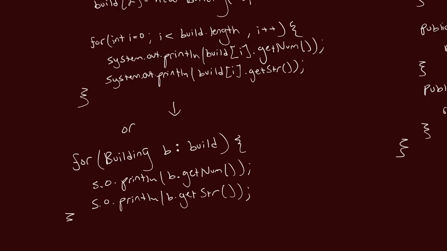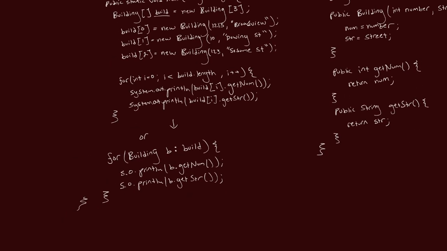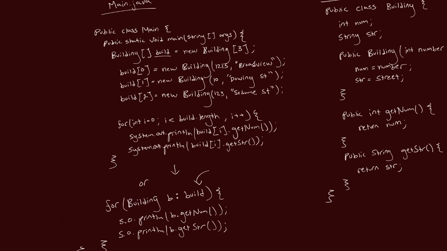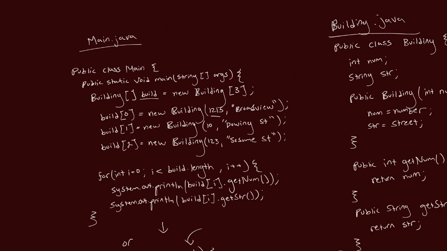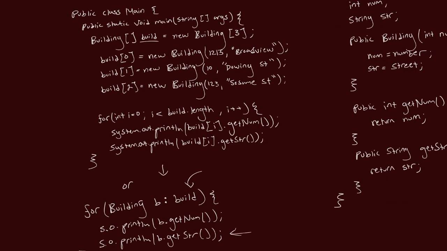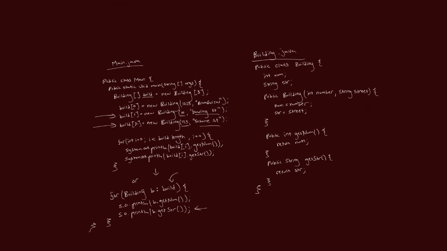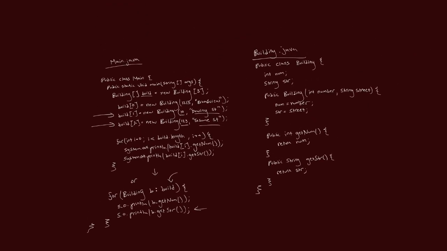Okay, so what this does is it iterates through all of the contents in your building array. So when it loops the first time, it's b.getNumber, so it's gonna get the number 1215, and then your street as well. So it displays Broadview, and then when it loops the second time, it's gonna be accessing the contents of build[1], and then gets the contents of these two, and then when it's at 2, gets the contents of these two, and then prints them out. Okay, so that's how you can work with arrays. This is how you can put objects in arrays.